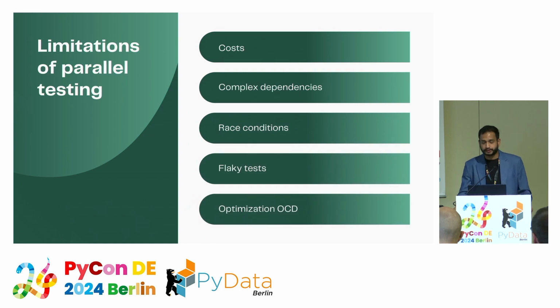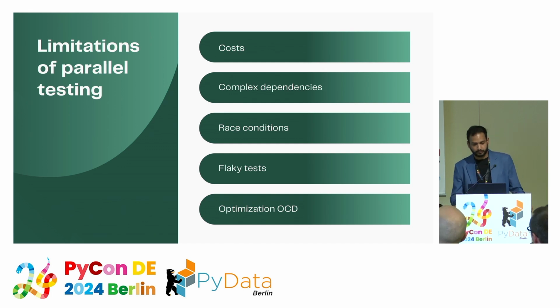What are the limitations? The primary limitation is the cost of execution. When you're working with parallel testing and creating independent jobs, you're creating an overhead in the pipeline. So if you're running one pipeline instead of 10, you're obviously saving a lot of cost there.